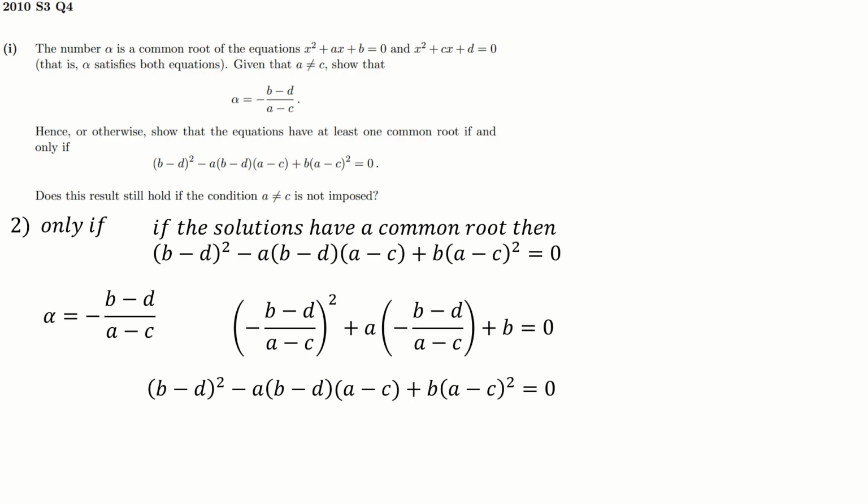So that's that done as well. Then it says, does this result still hold if A doesn't equal C is not imposed? Of course, that was imposed because otherwise this thing is divided by 0. But what if it's not imposed?